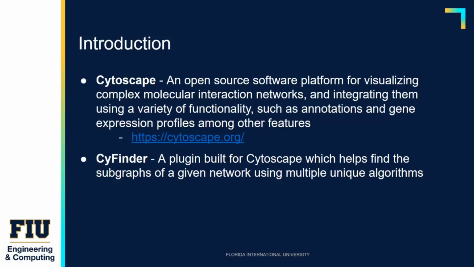SciFinder is a plugin built for Cytoscape, which helps find the subgraphs of a given network using multiple different or unique algorithms. Essentially, SciFinder is the plugin that we were working on over the semester. This plugin is something that we use in Cytoscape in order to test out algorithms. As of recently, it's been a lot of community detection algorithms, but there could be other algorithms that are used as well. For the most part, the algorithms that we're using for the purposes of finding these subgraphs or communities, as we'll explain later, are community detection algorithms. And we'll try to go into that a bit later.